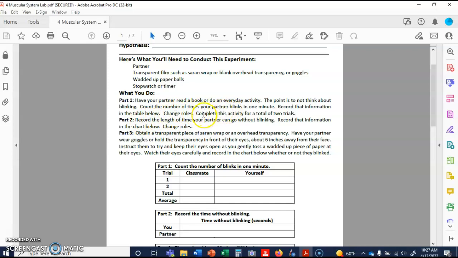So for the first minute, your partner's going to read the book and you're just going to watch how many times they blink. For the next minute, you're going to read the book and they're going to watch how many times you blink. So this is part one. Count the number of blinks in 1 minute. You're going to do this twice for your classmate, twice for yourself, the total and the average. Okay, so that's all part one.